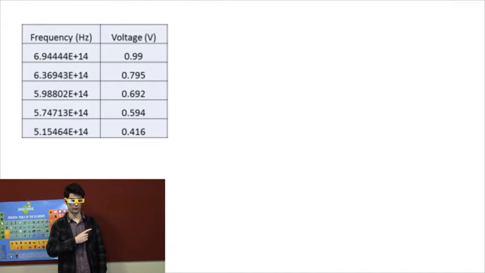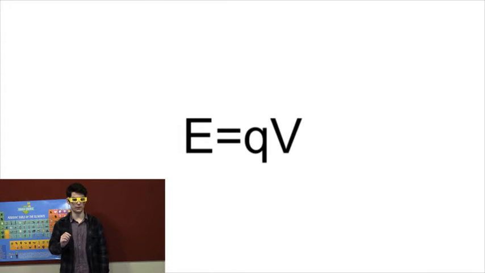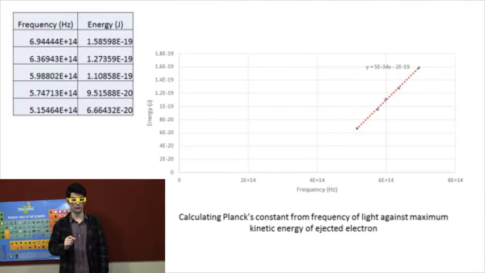When we plot the frequency of light against the stopping voltage required to reduce the current of the circuit back to zero, we get this relationship here. However, using the equation E equals QV, we get a new graph which plots the frequency of light against the energy of the ejected electrons in the circuit. The coefficient in front of X is what is known as Planck's constant, 6.626 times 10 to the negative 34 meters squared kilograms per second.